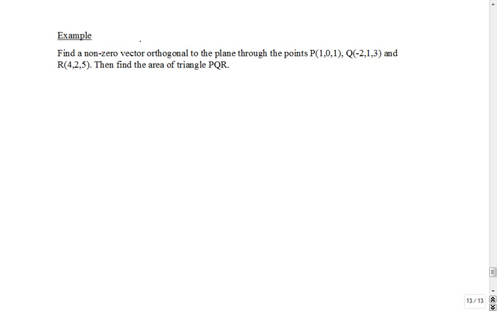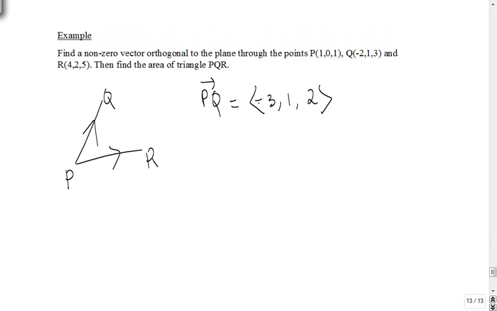Now I'm not going to draw in 3 dimensions, but let's assume that this is P, Q, and R, like that. We should find PQ and PR. Make sure they diverge from a point. Remember we spoke about this a while ago? So let us first find PQ. The displacement vector PQ is Q minus P, so that is minus 3, 1, 2. Now let us find PR. That is R minus P, 3, 2, 4.